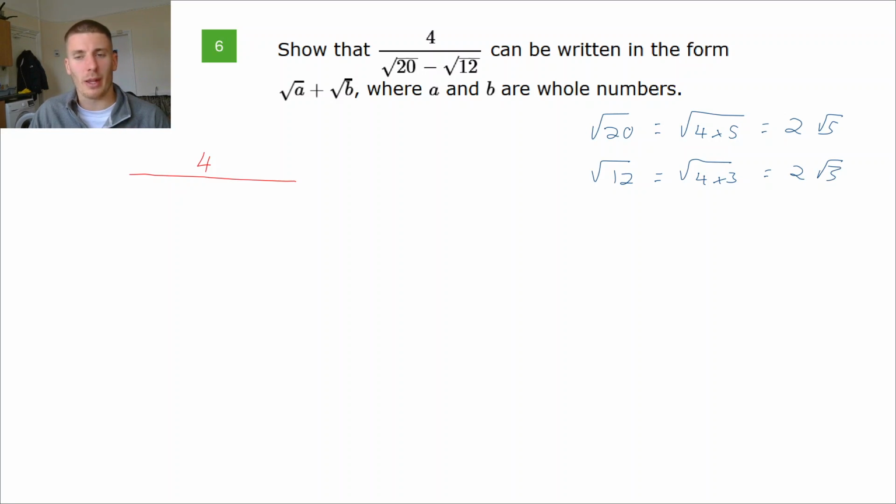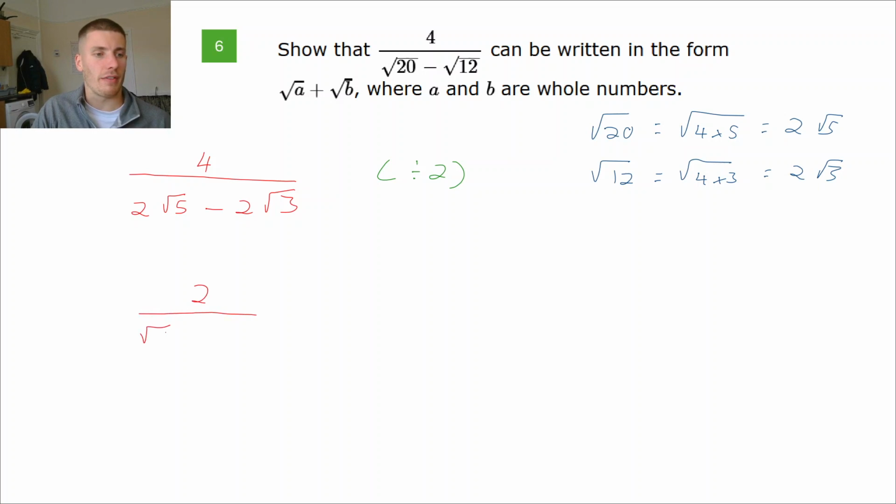We've got different numbers in the surds. Not looking too useful, but it will be useful, as you're going to see in a second. So root 20, we've just said, is the same thing as 2 root 5. And we're taking away root 12, which is the same thing as 2 root 3. And it is useful. We're going to save a bit of time here because 4, 2, and 2 can all be divided by the number 2. So I can divide the whole fraction by 2 to give me 2 over root 5 take away root 3.